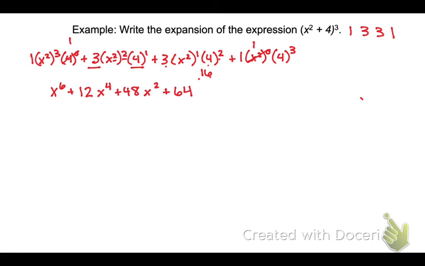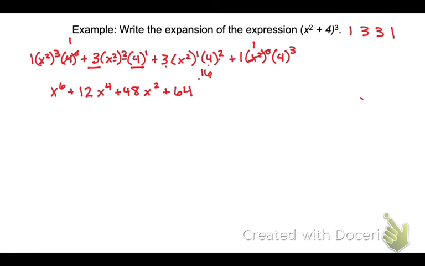Now, it didn't go in increments of 1. They went down in increments of what? 2. Why? Because you started with squared. So if I started with cubed, they go down in increments of what? 3. Make sense?